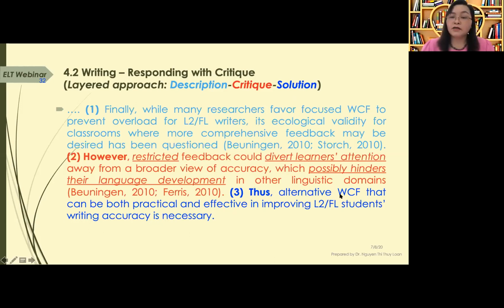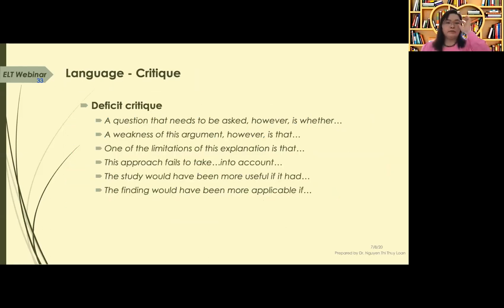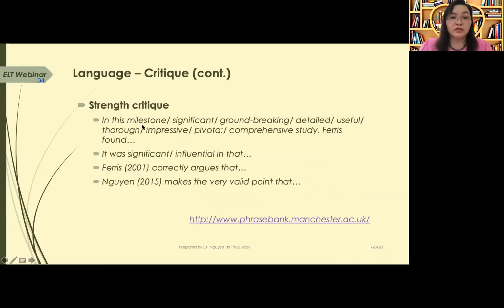Thus, alternative written corrective feedback should be employed, something like that. So you see, that is how we start from descriptive to interpretive ways of writing the literature review. And I also provide some language for you to use in order to criticize or comment on the weaknesses and deficits, and also on the strengths. If you follow the link I give below, you will find a lot more phrases you can use in critiquing the literature. I will show you the slide later.